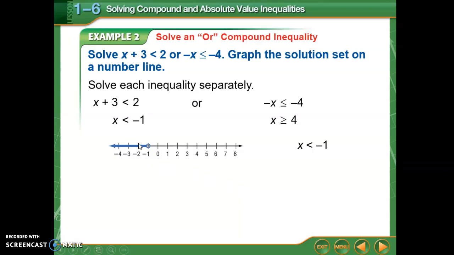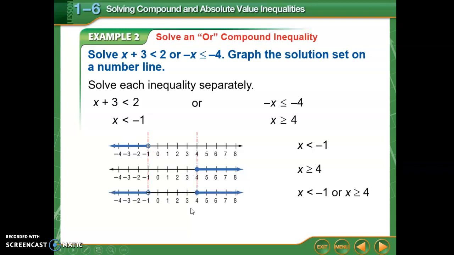Okay? So this is the graph of x is less than -1, so open circle. And then the graph of x is greater than or equal to 4. There's a line under, so closed circle. Put these two in one number line, so the final answer is the third graph.